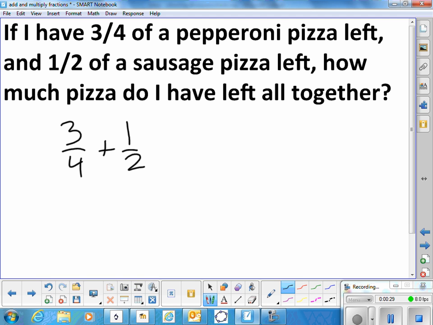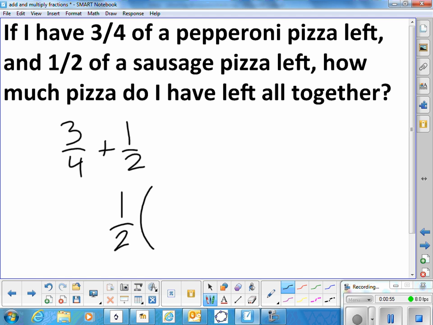Well, if those had the same denominator, we could add them fairly simply, but they don't. So we could multiply to get the same denominator. Looks like 4 would be the same denominator. So I could multiply that 1/2 by a special number to get it to fourths.